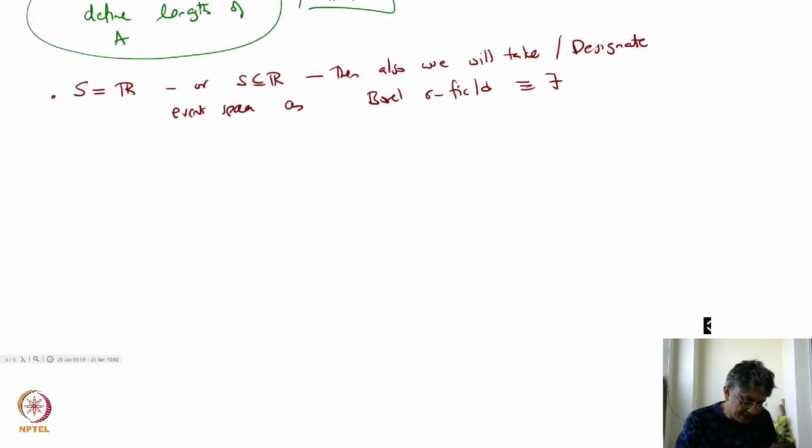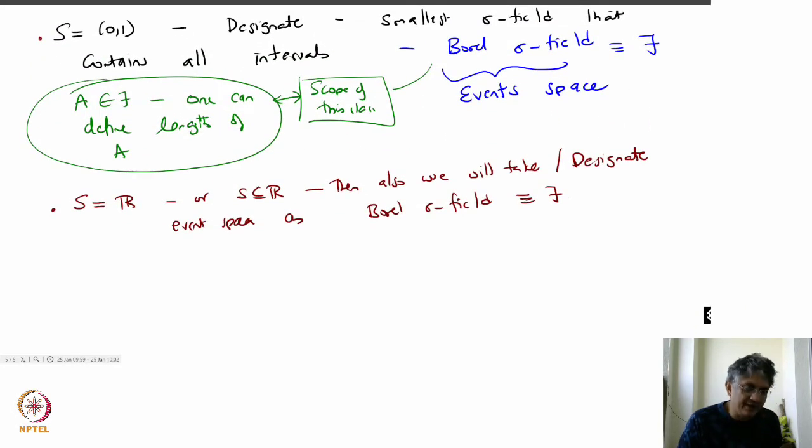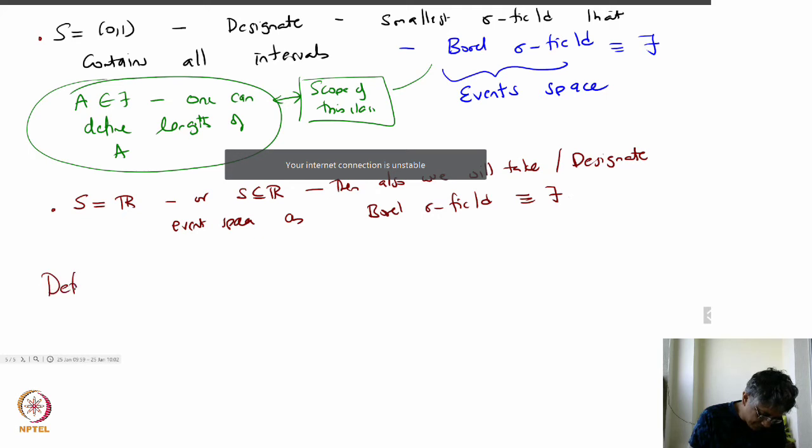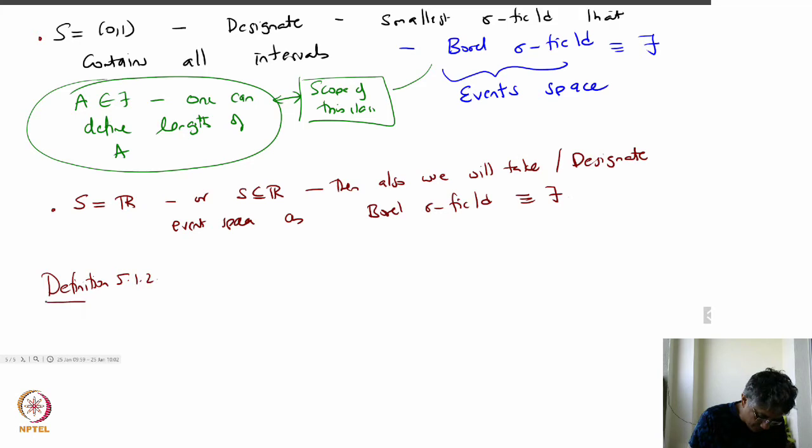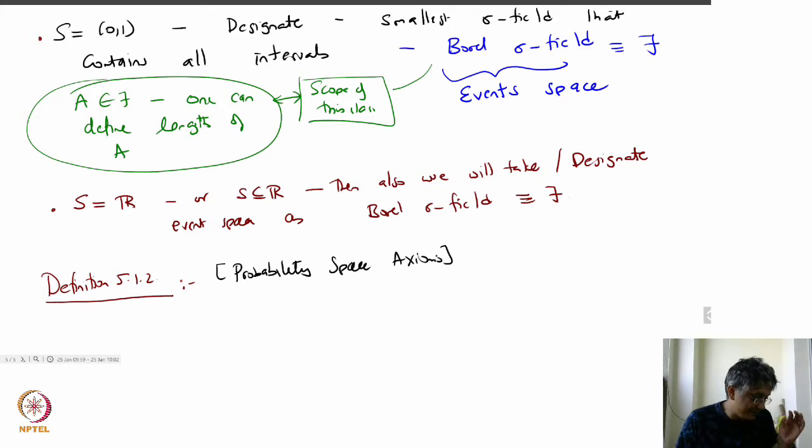And then once you do this, you're sort of in familiar territory. You have S, you have F. Then how do I define probability? So here's definition 5.1.2. I have to just define probability again. So I'll just define the probability space axioms with this definition of event.